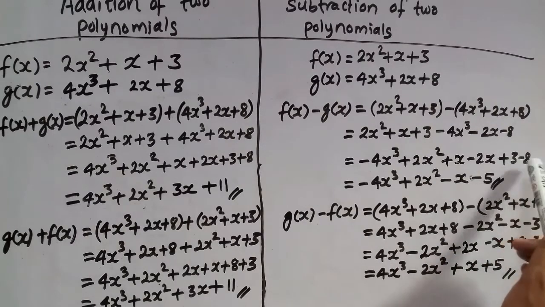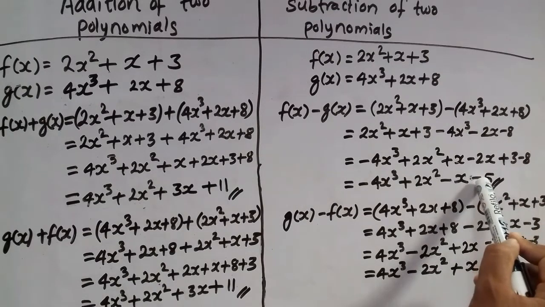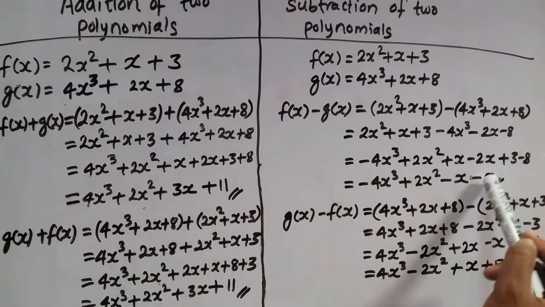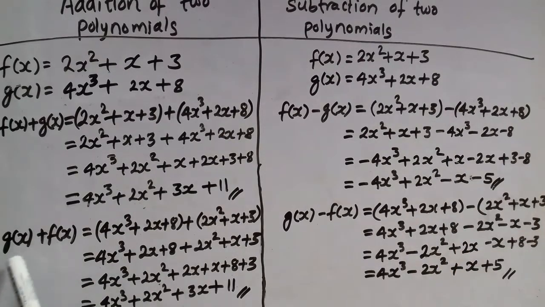And here again it is plus minus, so we have to subtract. 8 minus 3 is 5, and we write the sign of the number which is greater. Here 8 is greater, and it has a minus sign, so the minus sign is written here.